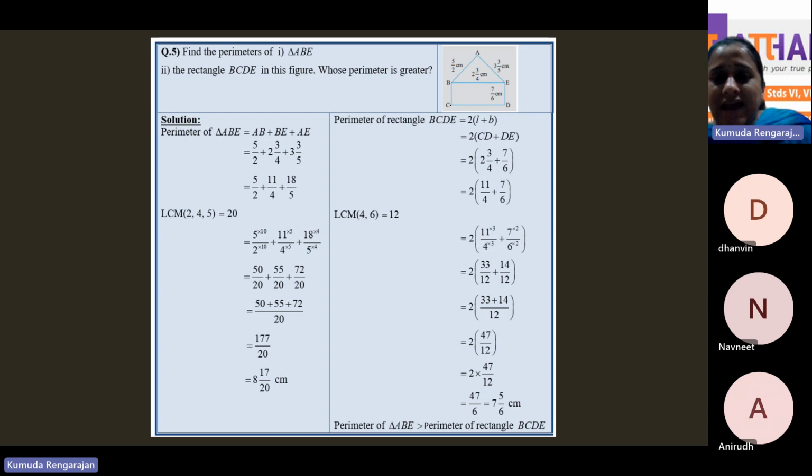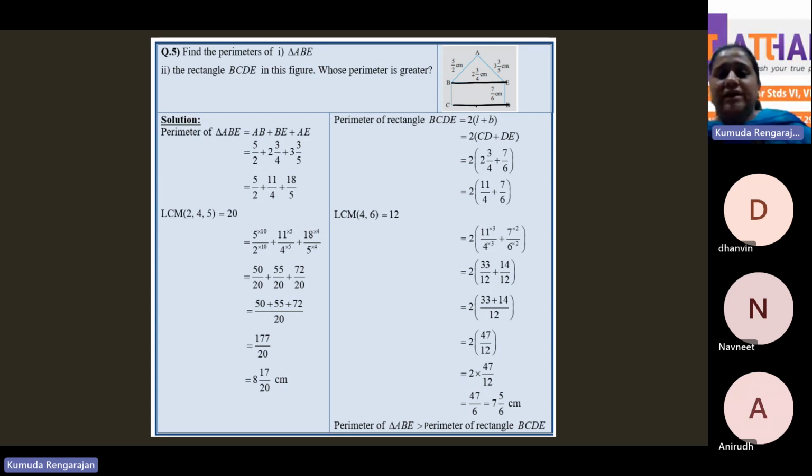So 2 into what? LCD? And B is this one, ED or DE. 2 into (L plus B). L is CD, length is CD, and breadth is DE. So what is the length here? This one, this is nothing but BE, which is 2 3 by 4.